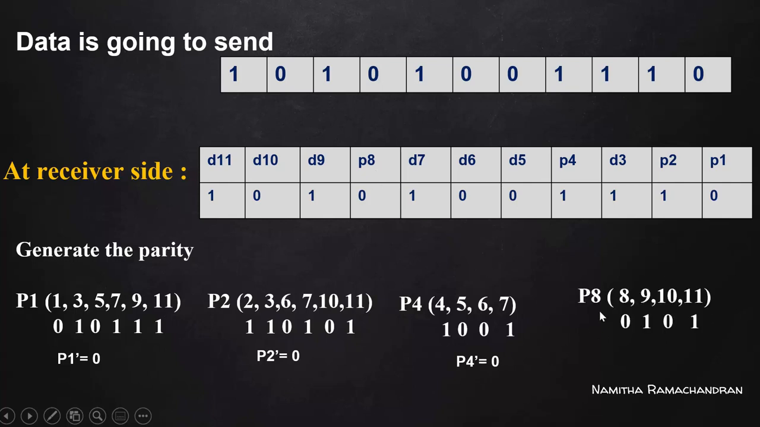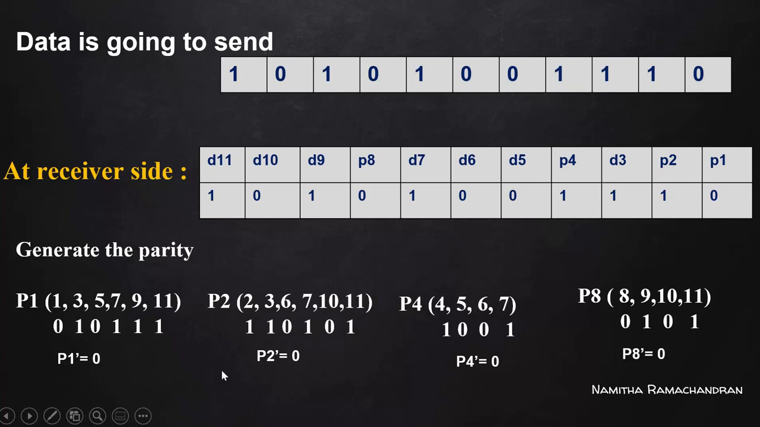And now we can consider this P8. P8 means the fourth redundant bit. For setting P8 dash, we need to consider the positions whose binary representation contains a 1 at its fourth least bit position. That is the 8th position, 9th position, 10th and 11th position. Here we have 0, and for 9 we have 1, and for 10 we have 0, and for 11 we have 1. Here again 2 ones. 2 is an even number, so this P8 dash is set as 0.